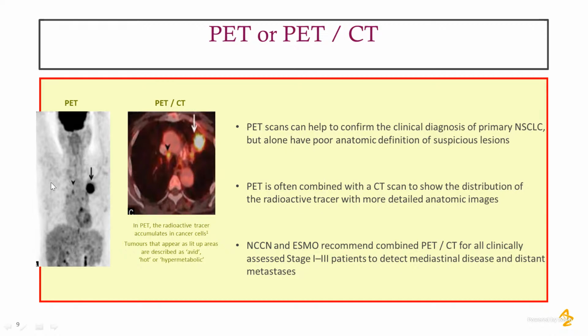Here we can see this is the PET-only scan in which there is increased uptake, but we cannot say about the anatomy properly. So the PET-CT is more accurate. Here we see the peripheral lesion and there are mediastinal lymph nodes also.